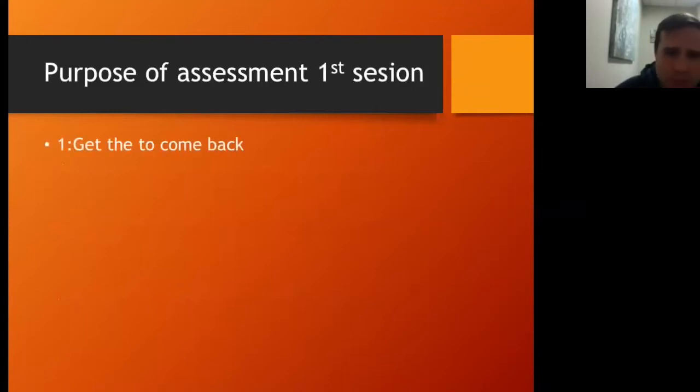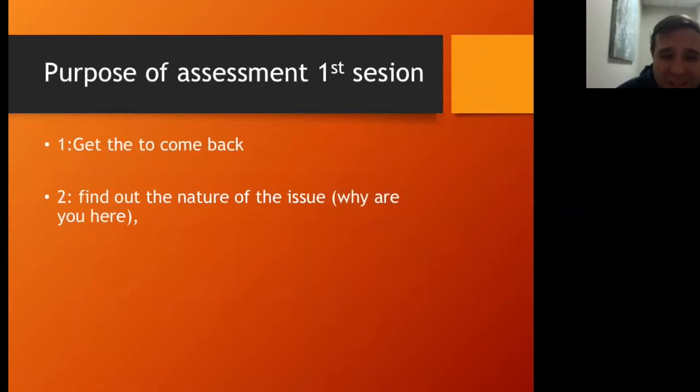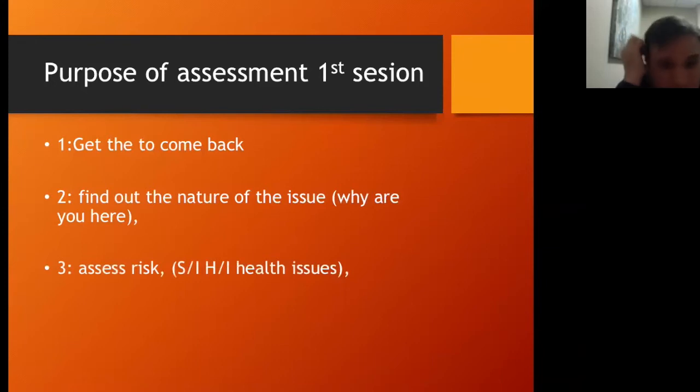So purpose, get the client to come back, find out the nature of the issue. Who are you and why are you here? The basics. If you get to second, third sessions, you can get into more in depth, but what is really on fire in the person the moment they come into the room? Allowing them to tell that story, and really listening to all those other factors that we've discussed before we jump into assumptions. And of course, we want to assess risk in that first session: suicidal ideation, homicidal ideation, any health issues that might be present for the individual.